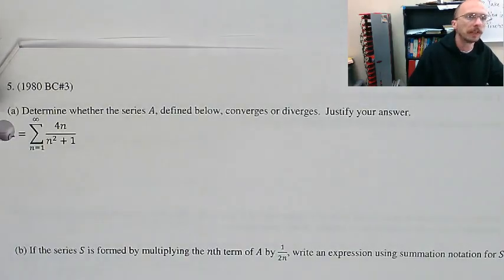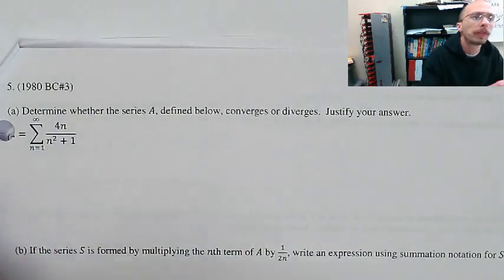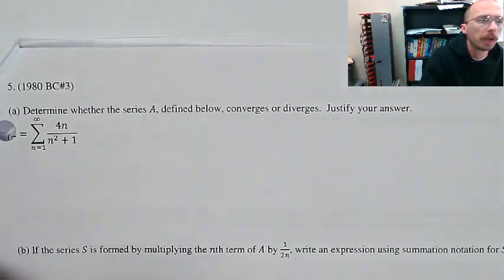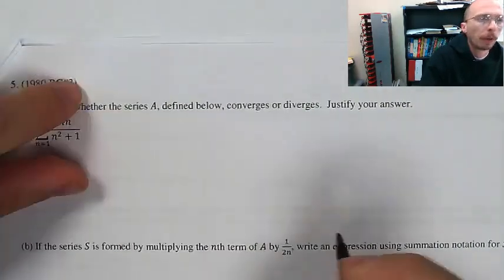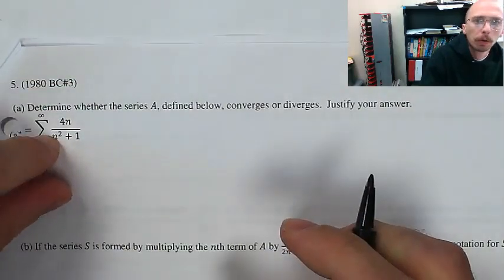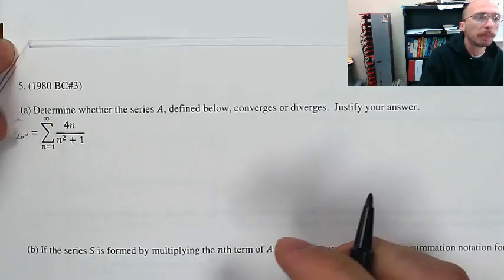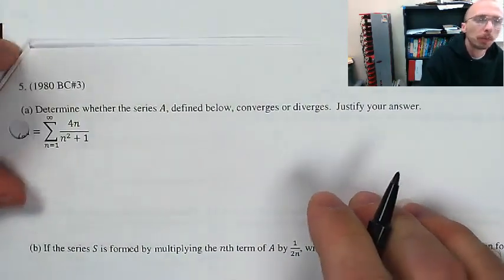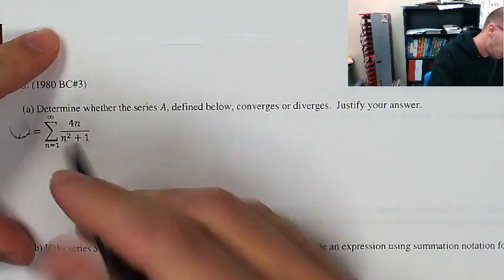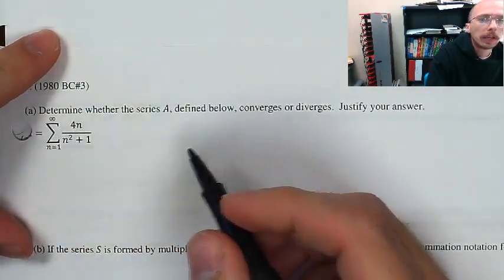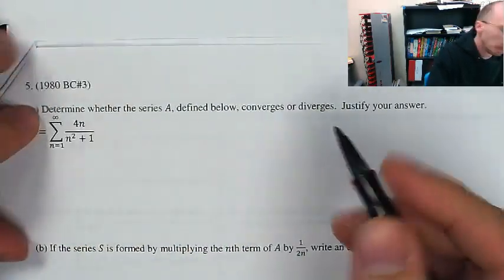All right, the next one's from 1980. Determine whether the series A defined below converges or diverges and justify your answer. I'm seeing bigger on bottom by 1 power, but it's not a p-series. It's not just 1 over n. So I'm going to use limit comparison with the harmonic series, because the harmonic series is 1 over n. We know that the harmonic series diverges, so I know that this one's going to diverge as well. Justification, that's going to be the limit comparison test.